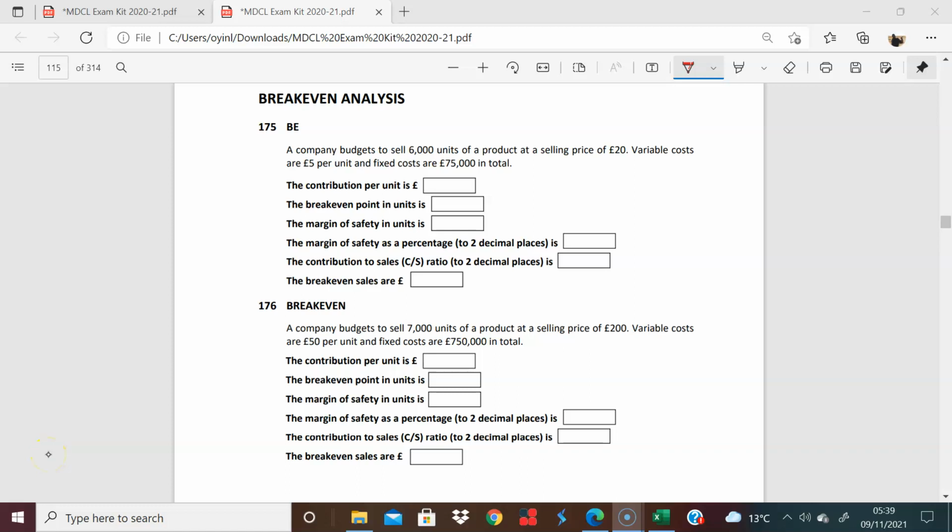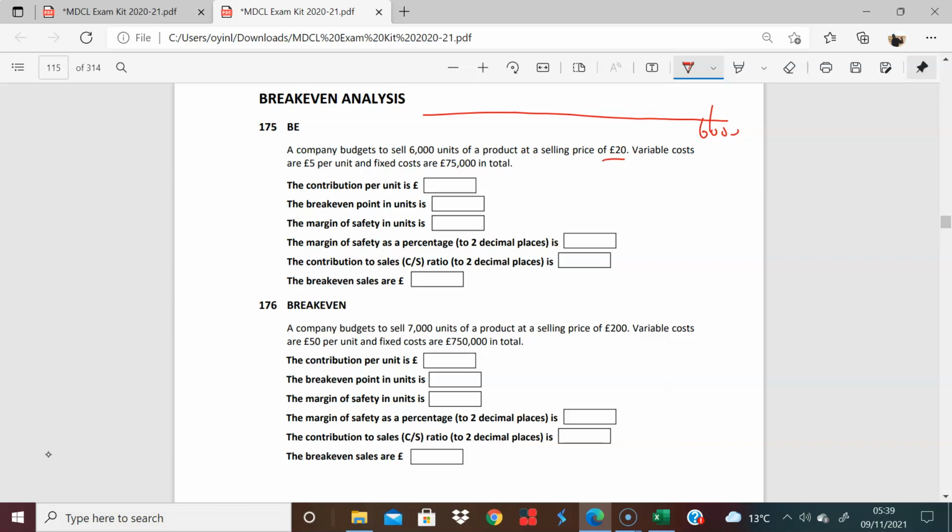So the good thing is these two look alike. So I'm just going to do the one and you get to the next. So the company budgets to sell 6,000 units at a selling price of £20. So that's the budget, 6,000, and the selling price that they're aiming for, £20.